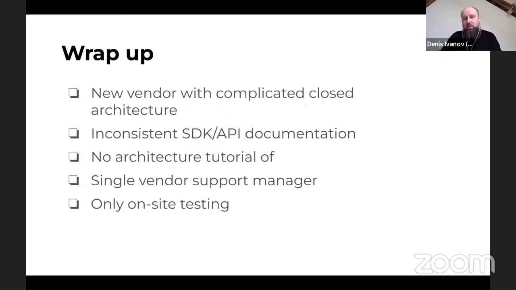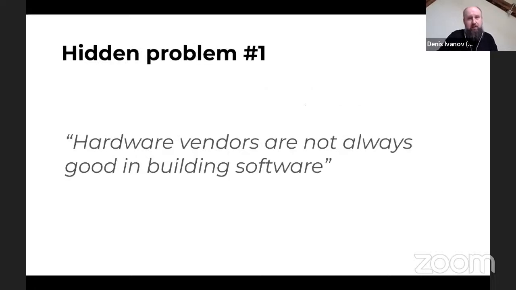So although on the first glance the project looked really simple, we had the hidden problem that we very often see with hardware vendors that provide access control systems, or climate control systems, heating, CO2 emissions control. They're not always good at building software, because building hardware and building software are very different types of business.